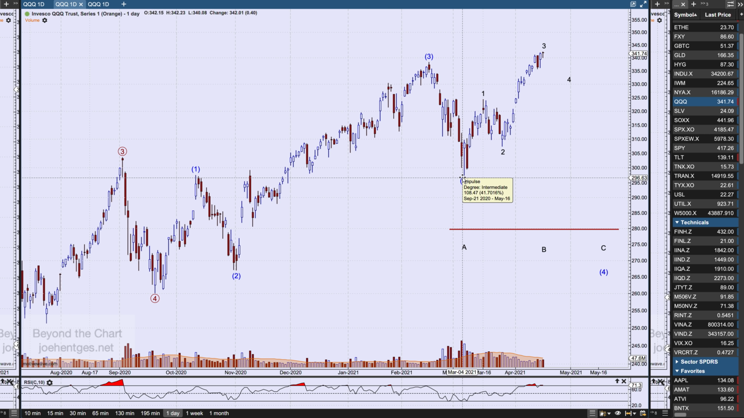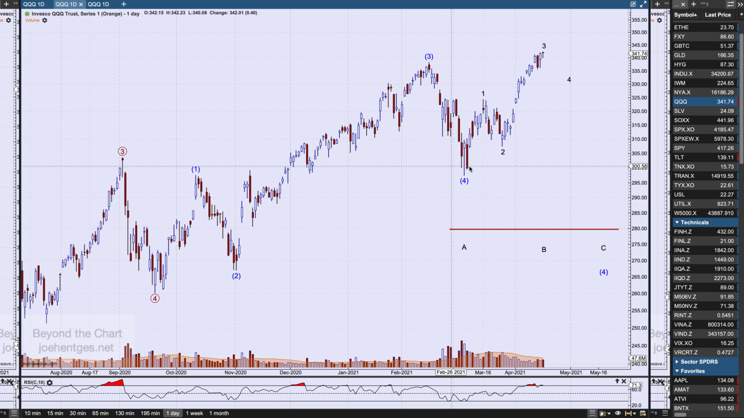Now, I know you're going to look at this, and some of you that closely look at the wave structure, this comes down, and does it overlap wave 1? It overlaps by 1/100th of a point, literally. The low here is 297.45. The high here is 297.46. I am not going to worry about 1/100th of a point overlap.